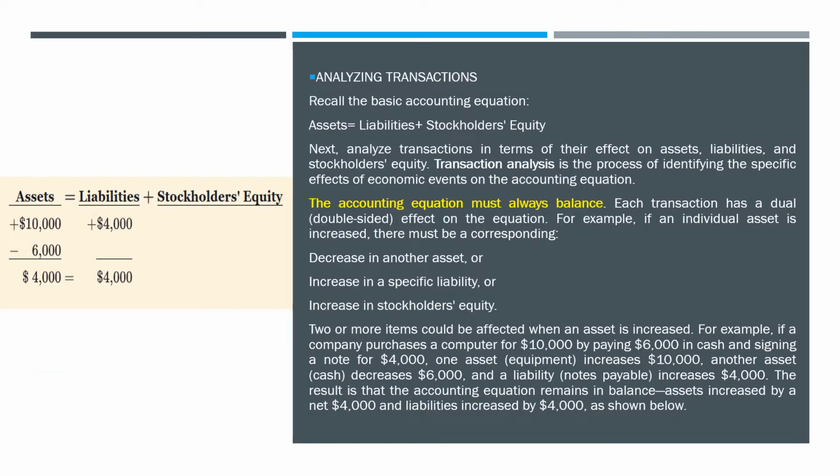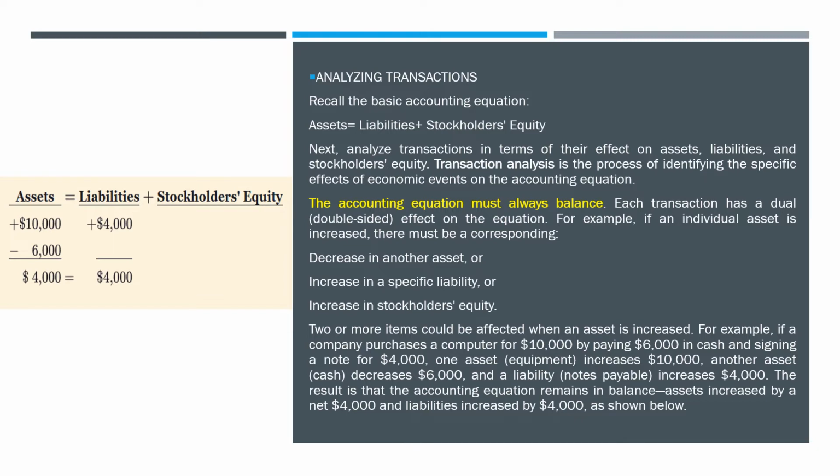Okay, so analyzing transactions, we call the basic accounting equation: asset equals liability plus stockholders' equity. Next, analyzing transactions in terms of their effects on asset, liability, and stockholders' equity. Transaction analysis is the process of identifying the specific effects of economic events on the accounting equation. The accounting equation must always balance. Each transaction has a double side effect on the equation.